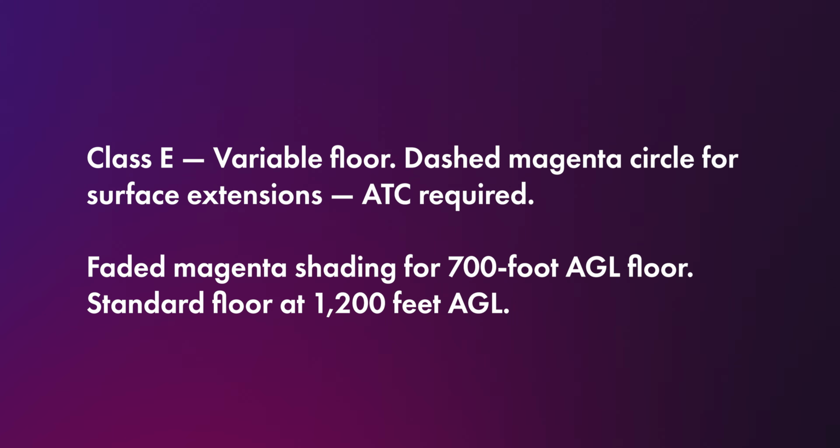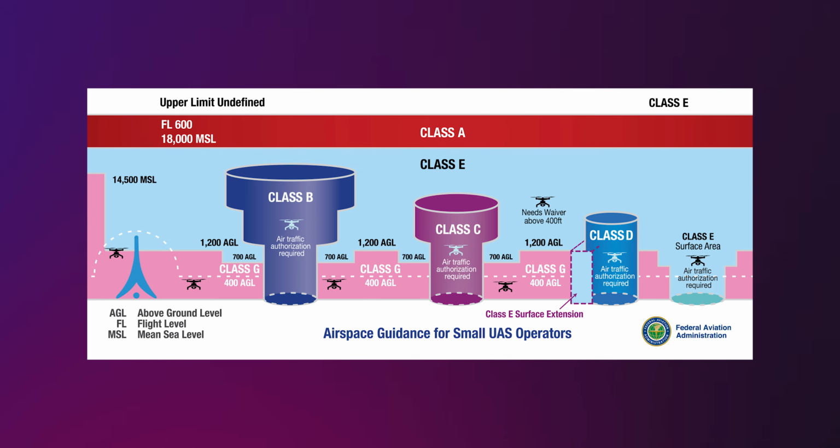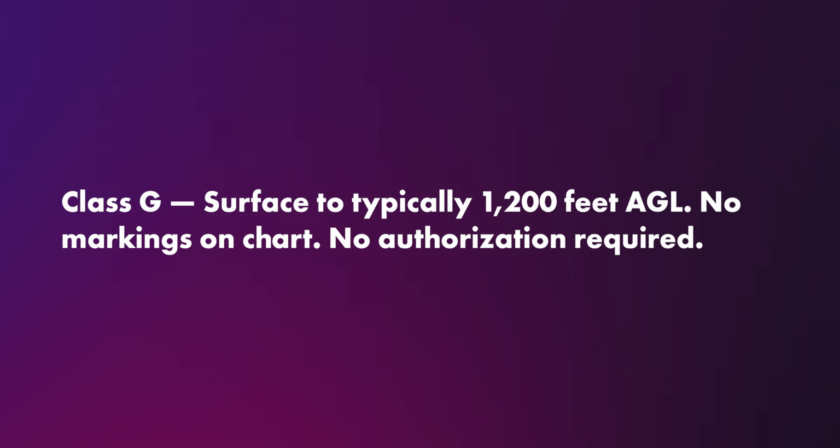Dashed magenta circle for surface extensions. Authorization required. Faded magenta shading for 700-foot AGL floor. Standard floor at 1,200 feet AGL. Class G, surface to typically 1,200 feet AGL. No markings on chart. No authorization required.